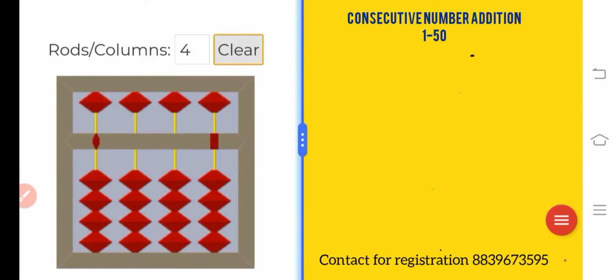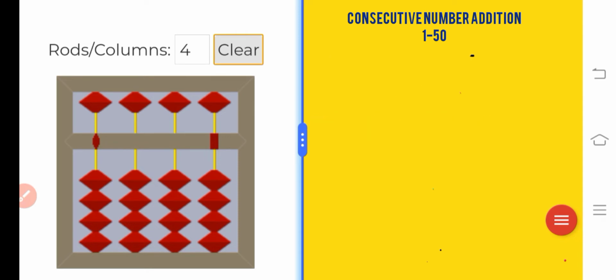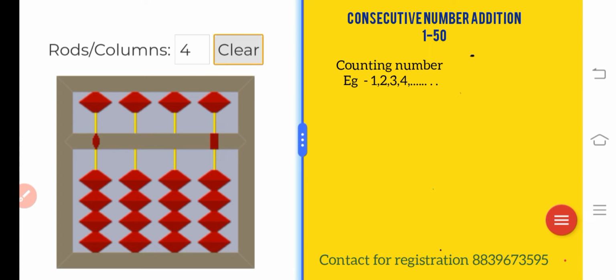Addition of consecutive numbers from 1 to 50. Basic to know all the formulas. What is a consecutive number? Counting numbers are called consecutive numbers, like 1, 2, 3, 4, 5, 6, and so on. Let's start adding consecutive numbers.